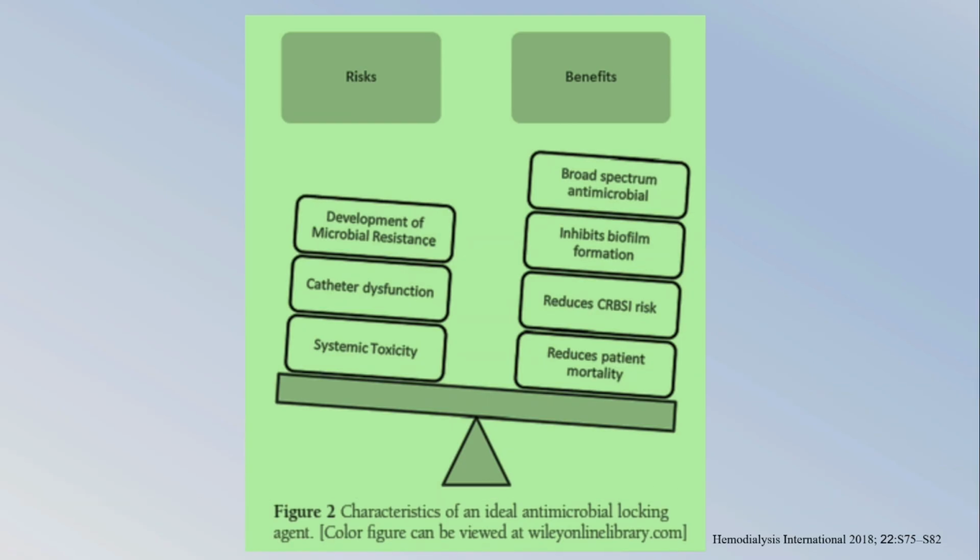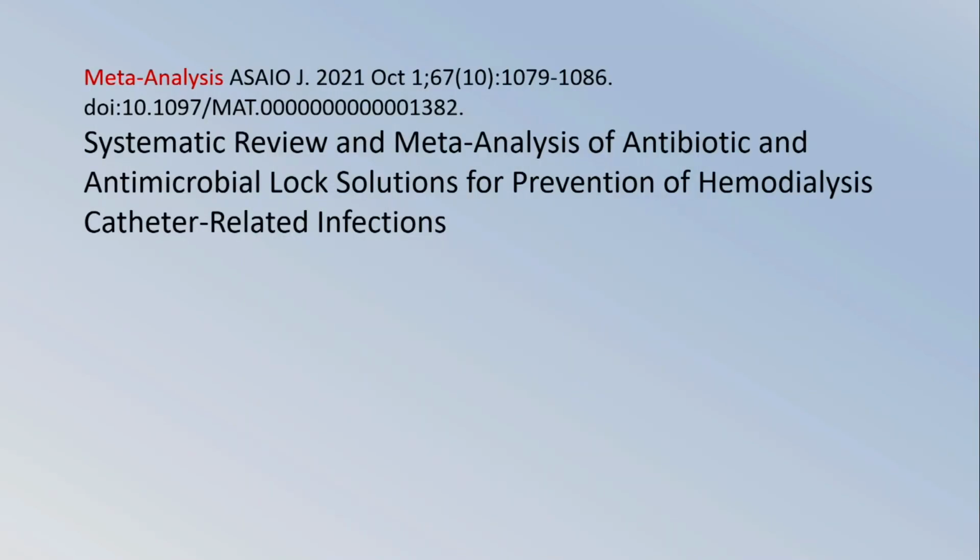But the problem is what? You may promote resistance, with resistant organisms. And when you use locks, there is always a risk of catheter malfunction, whether there will be clotting, and you will need to actually use more urokinase or more TPA or something like that. And the last part is, of course, systemic toxicity. So that also I am going to tell a little bit about. So those are the risks.